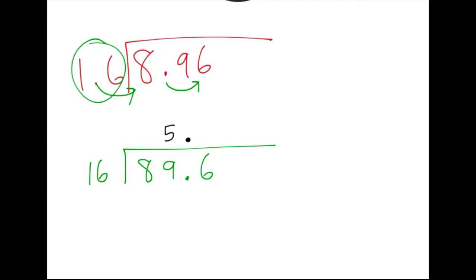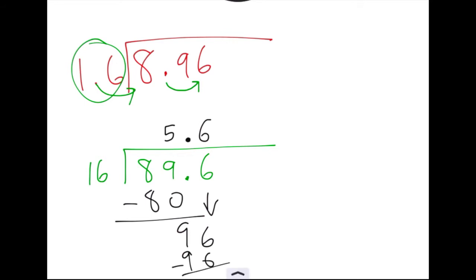So 5 times 16 is actually 80. So that's good. Subtraction, I have 9. Bring down 6. 16 goes into 96 how many times? It's 6, because 6 times 16 is 96. So the answer is 5.6.